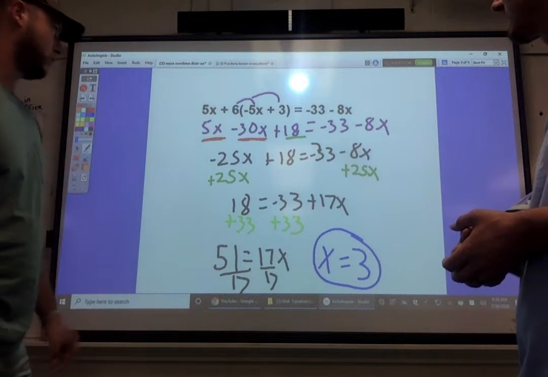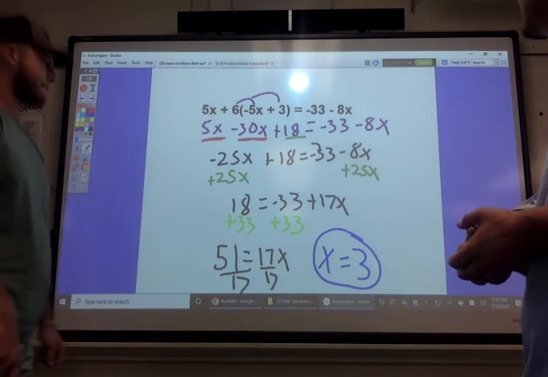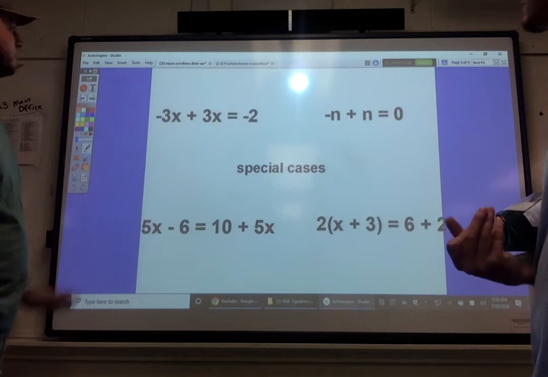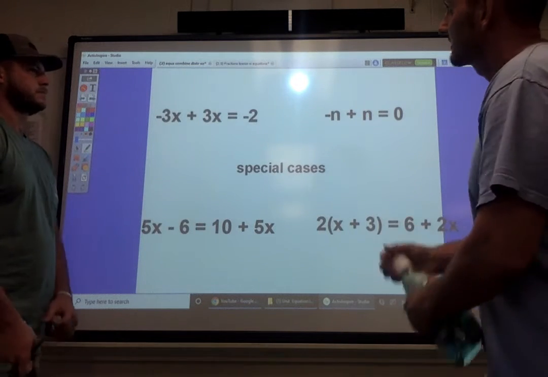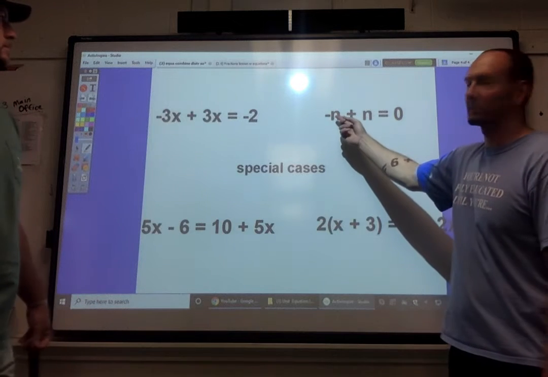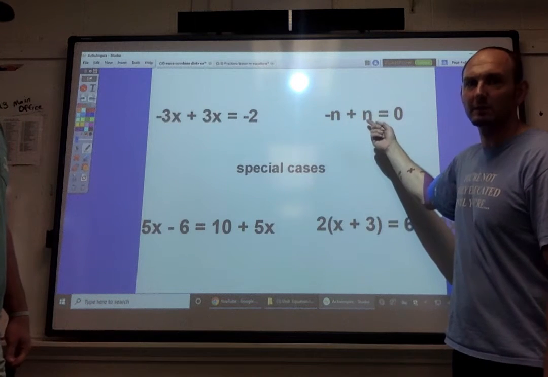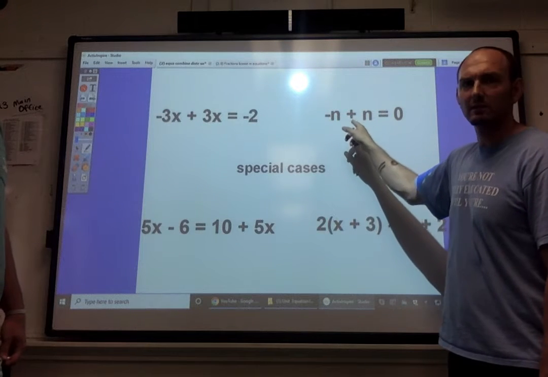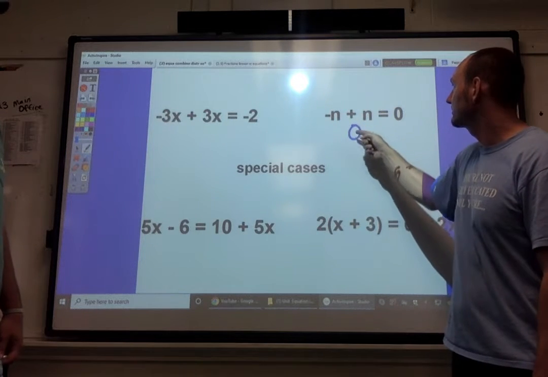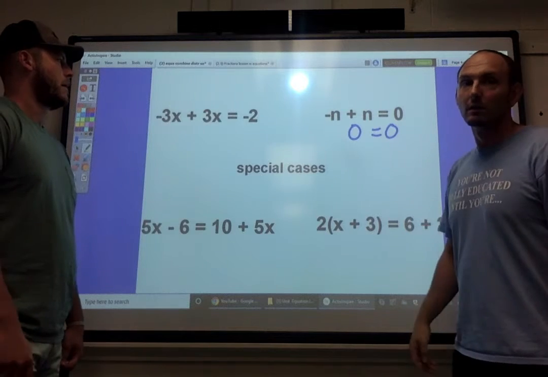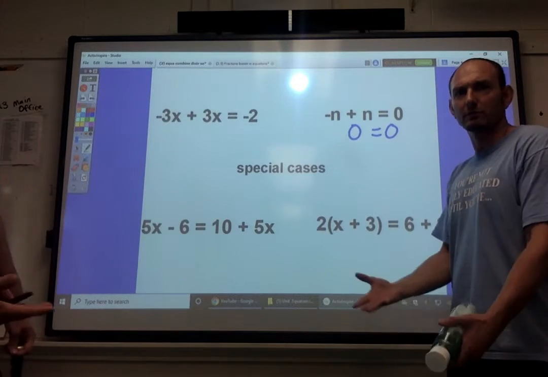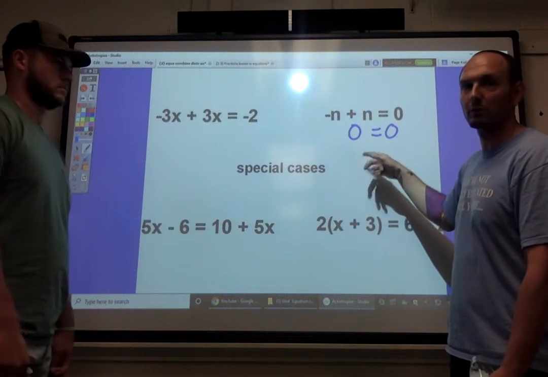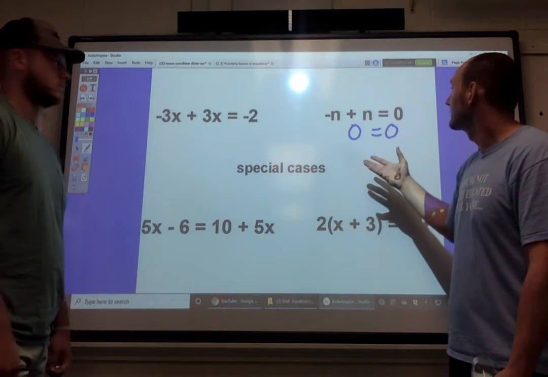X equals 3. Hopefully you guys took the time to work this one out. All right, Ramsey will show us the next slide, which will have the special cases. So sometimes you'll get negative some number plus that same number should equal 0. Well, if I combine those like terms, the variable goes away. We get 0 equals 0. Hey, that's a true statement, right? If this is how your problem ends, that's going to be an all real or infinite solutions.